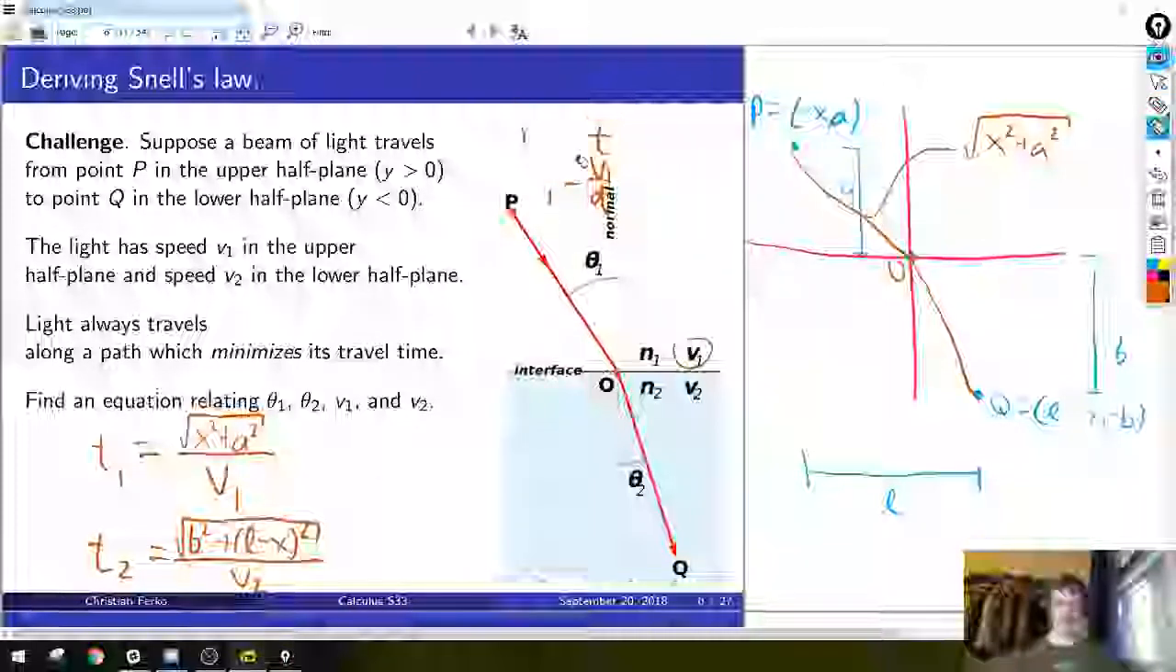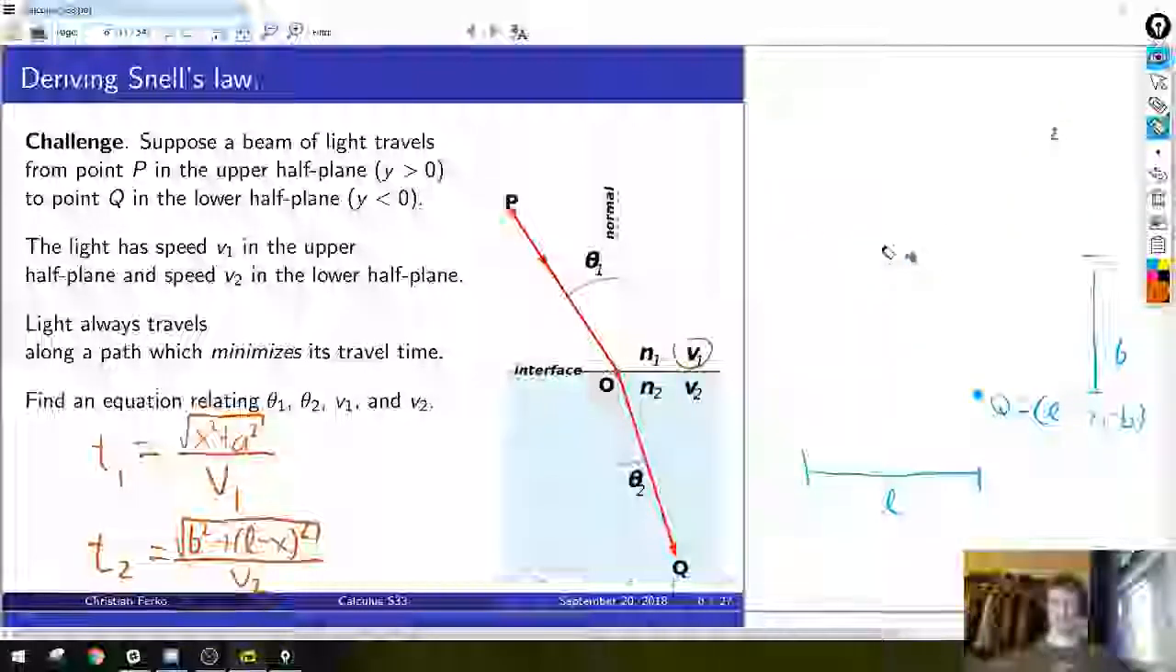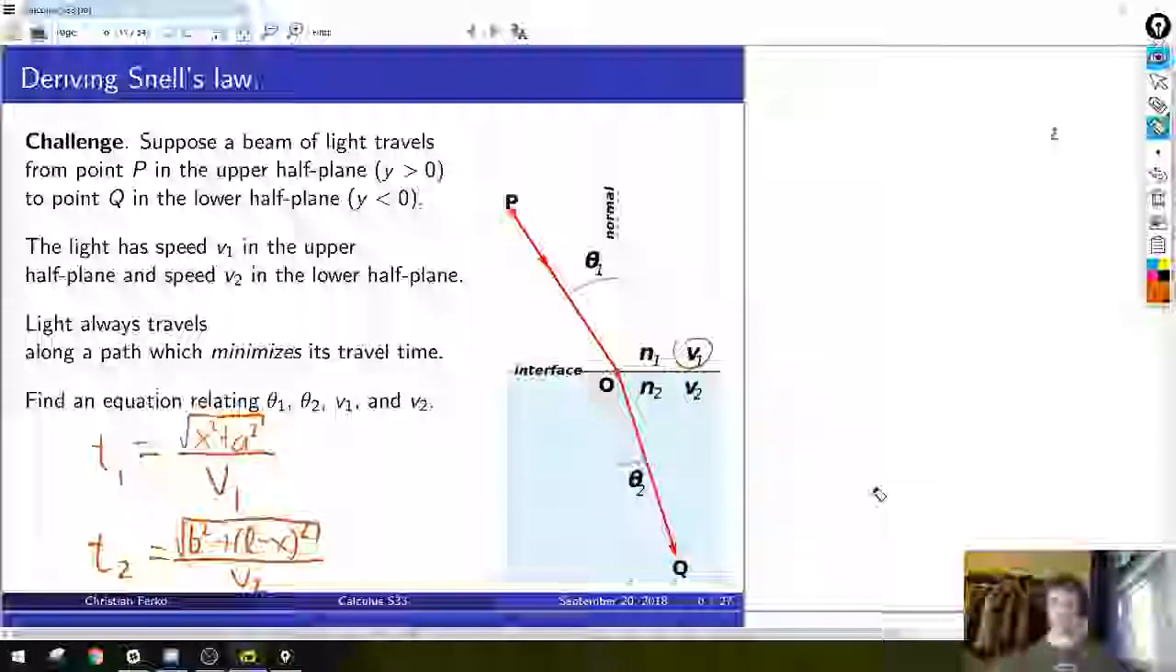Alright, that looks good. So now I'm running out of space for doing algebra, but I don't know what to erase. It's a very helpful diagram, but I think I have to erase this, so we can do some optimization now. So the total travel time for the light is the combination of these two. So I'll write this as capital T, which is the sum of this t1 and t2.